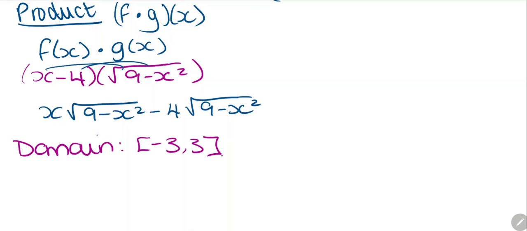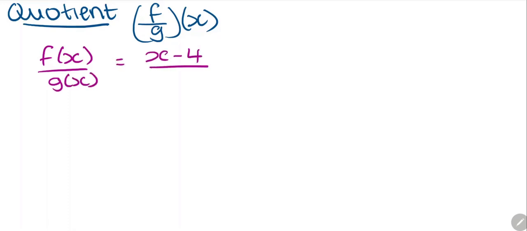So now we'll have a look at the quotient. So this is f divided by g of x. So now we have our function. So this is going to be slightly different. So looking at this question, we have x minus 4. So we're going to write this as f of x divided by g of x. And this is going to be x minus 4 divided by the root of 9 minus x squared.